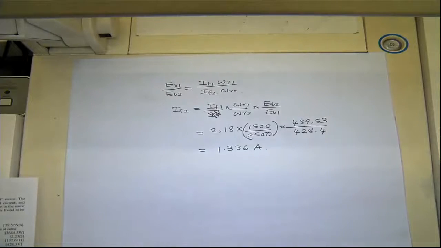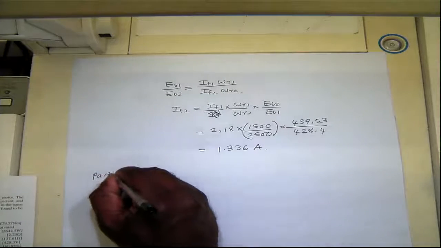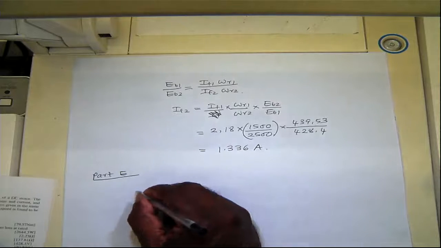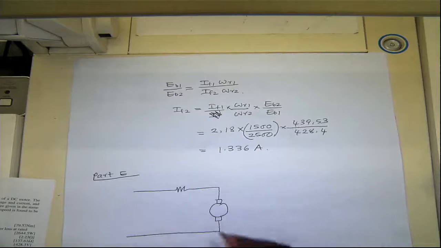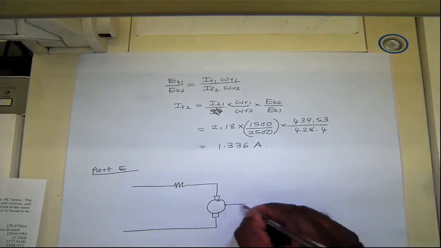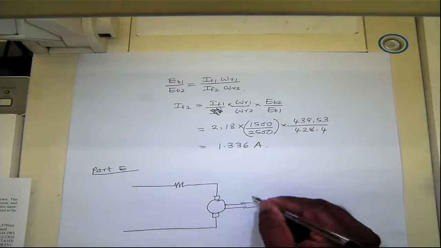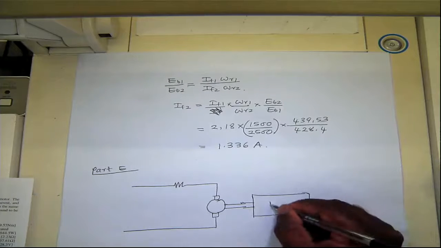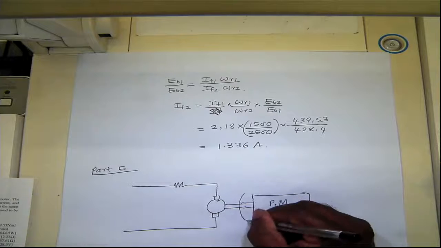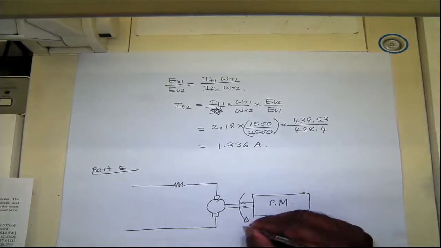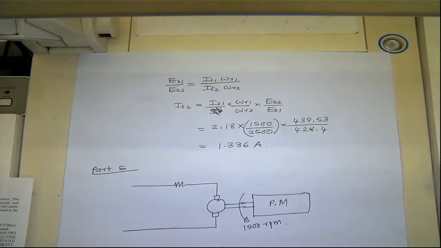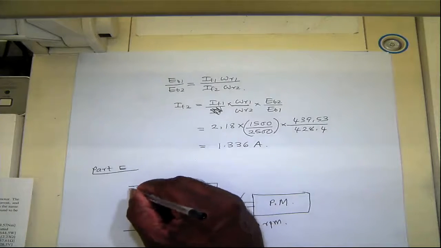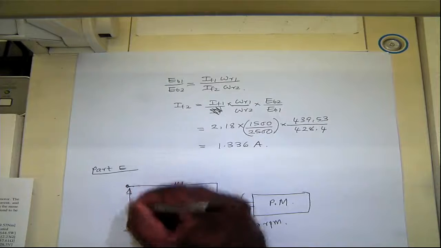So now if we redraw the same circuit, this is working as a generator, so this is being driven by a turbine, let's say some prime mover. So this drives the machine at 1,500 RPM. The field circuit is at its rated conditions. So we need to figure out the open circuit voltage.